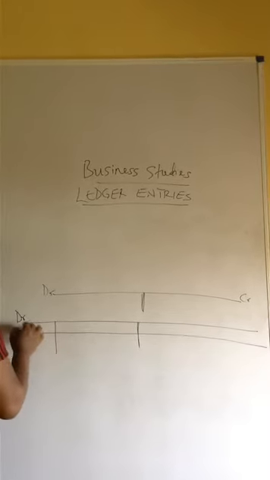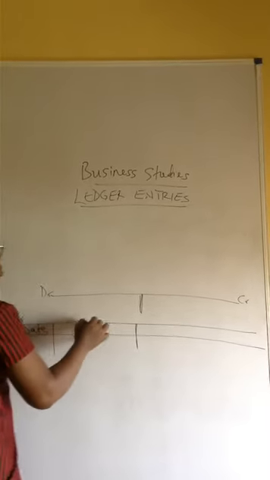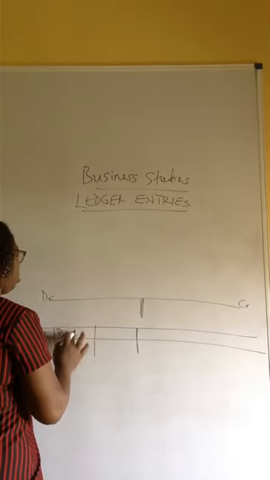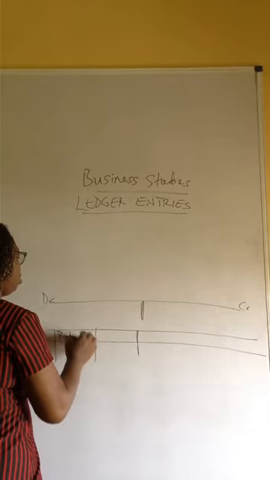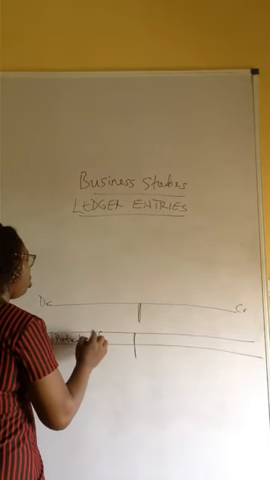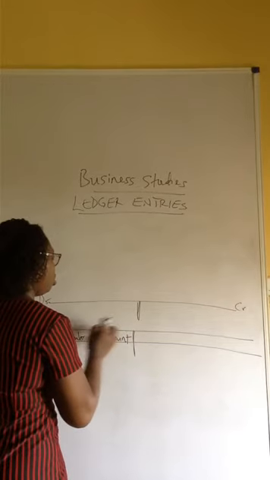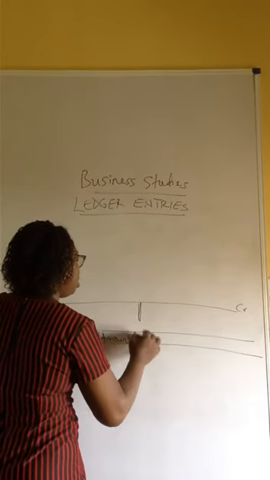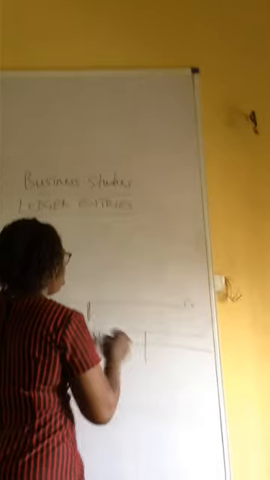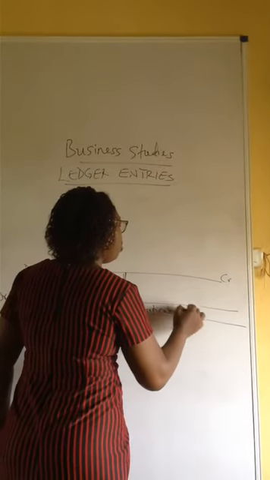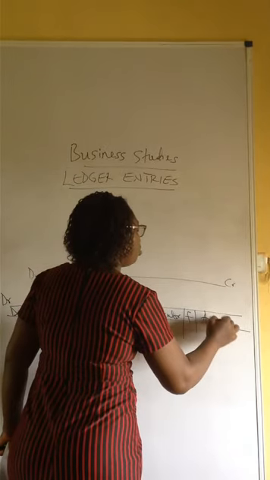And those items are date, particulars, folio, and amount. Then you have date. On the credit side also, particulars, folio, and amount.